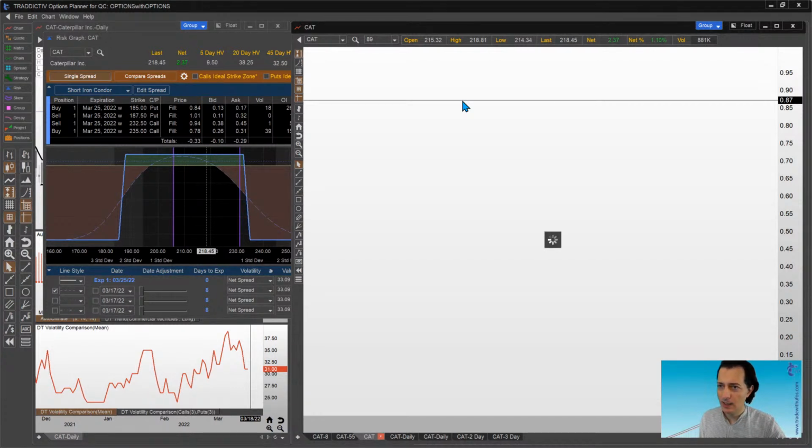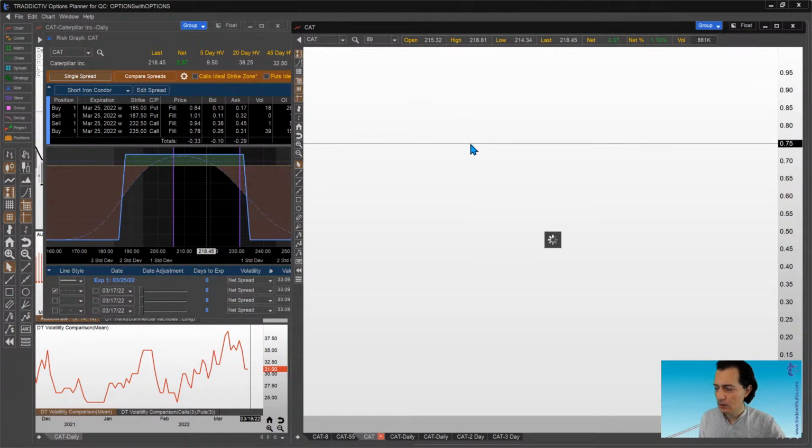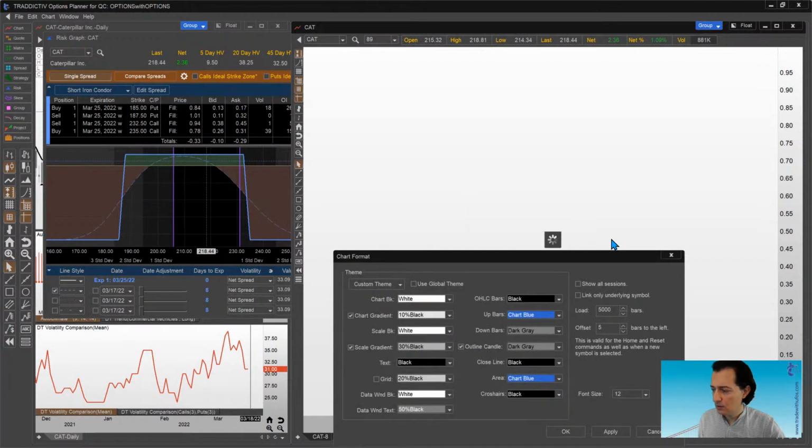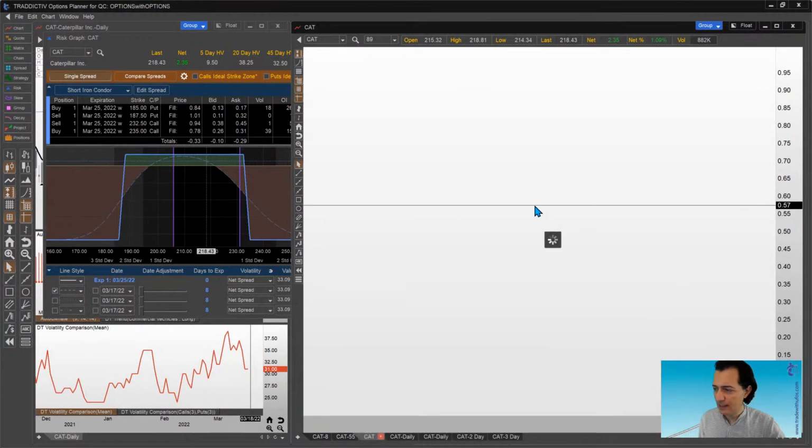Okay, well, not sure why it's taking so long to load. Maybe last time I loaded many bars on my chart and I forgot to change that setting. How many bars do I have? 5,000. Well, that's not too bad. I'm not sure why it's taking so long. Maybe I have a little bit of an internet glitch.